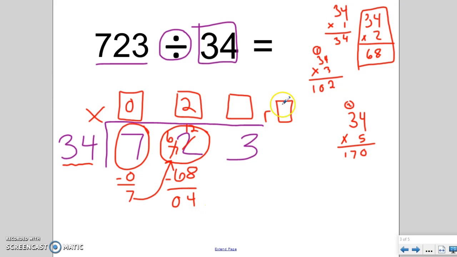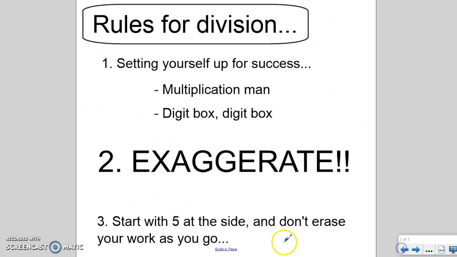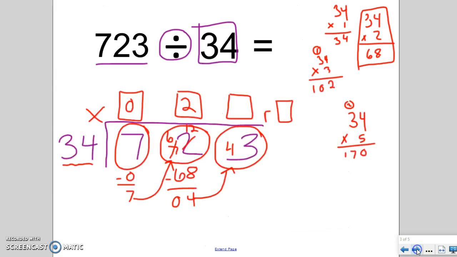So this is my leftovers, but I'm not ready for that yet. So I'm just going to throw that up to become part of my next target. 0, 4 really just means 4. Now here's the cool part. Remember I told you, do not erase your work. That's because I've already done the math I need for this next part.